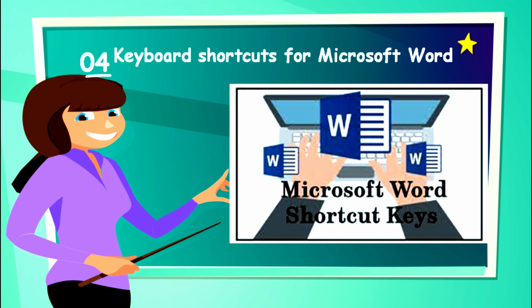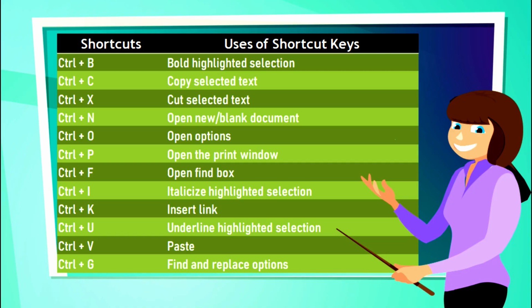Number 4. Keyboard shortcuts for Microsoft Word. Ctrl+B, bold highlighted selection. Ctrl+C, copy selected text. Ctrl+X, cut selected text. Ctrl+N, open new blank document. Ctrl+O, open options. Ctrl+P, open the print window.